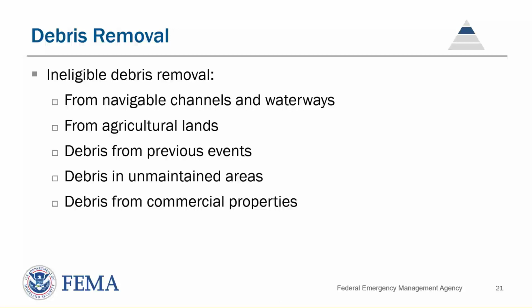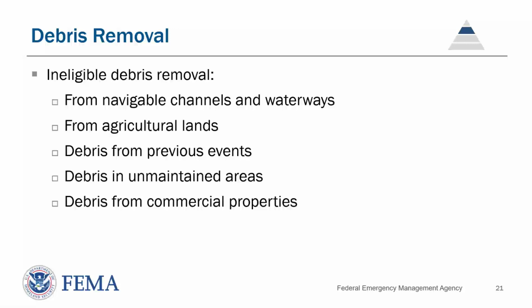There may be certain situations where a state or a recipient, so the state, territorial, or tribal government, may say, we are instituting private property debris removal, and we'll talk a little bit more about that process at the very end. In those situations, some debris from private property will be eligible, but that does have to go through an approval process. So it can't just be you at your level saying, yep, that tree is in my way, I need to remove it.